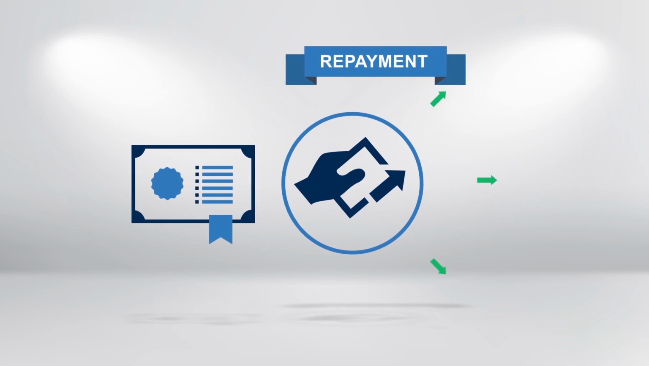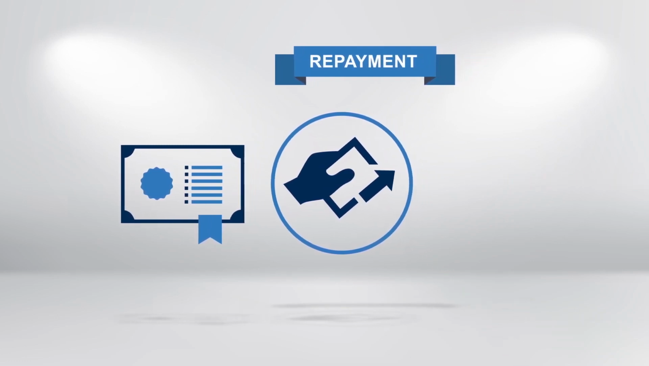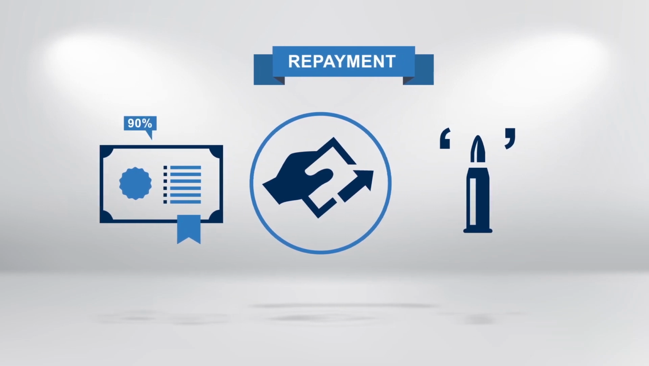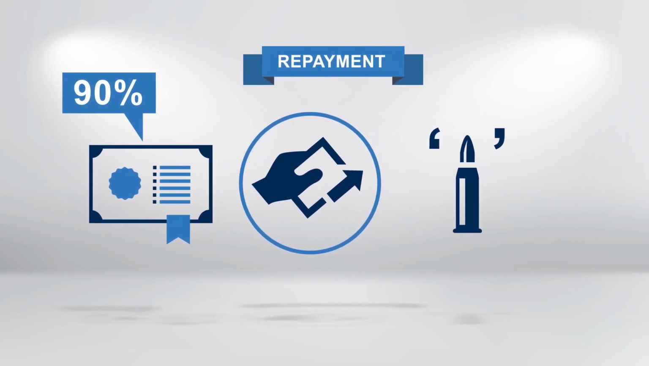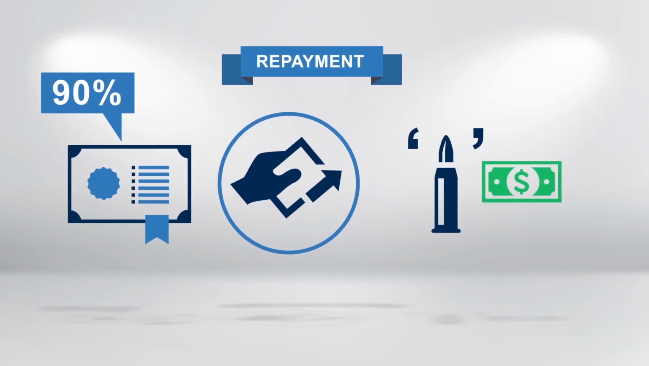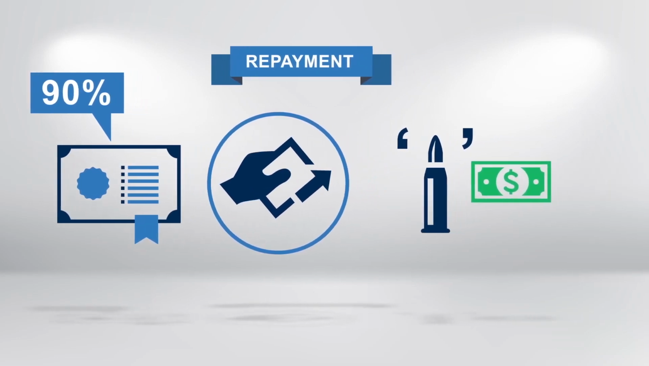Repayment, also known as the instalment of the bond, can be made in various ways. The most commonly used is the bullet type repayment, which applies to 90% of all issued bonds. With bullet type bonds, the principal is paid back in one amount at maturity.